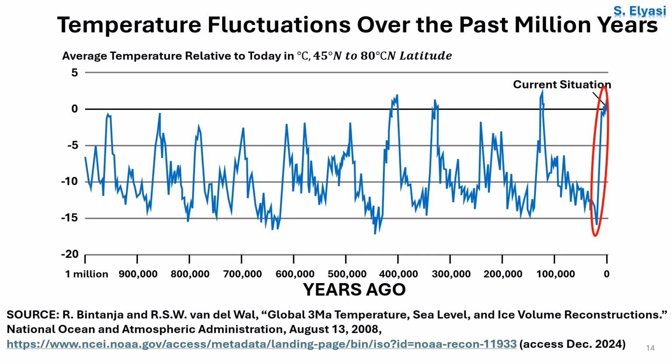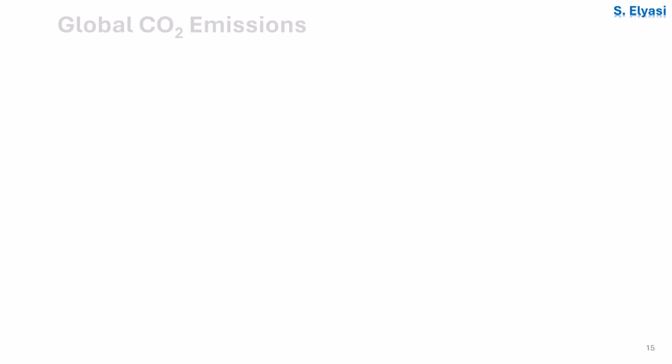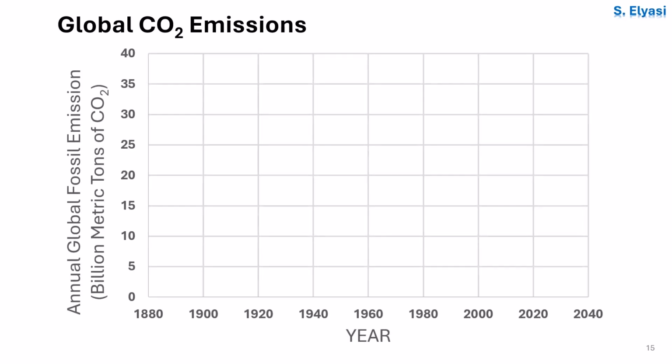Looking at recent CO2 emissions helps us better understand the impact of global warming, connecting the dots 10 years at a time. This graph, titled Global CO2 Emissions, illustrates the annual global fossil fuel emissions, measured in billion metric tons of CO2, from the year 1880 to approximately 2020.